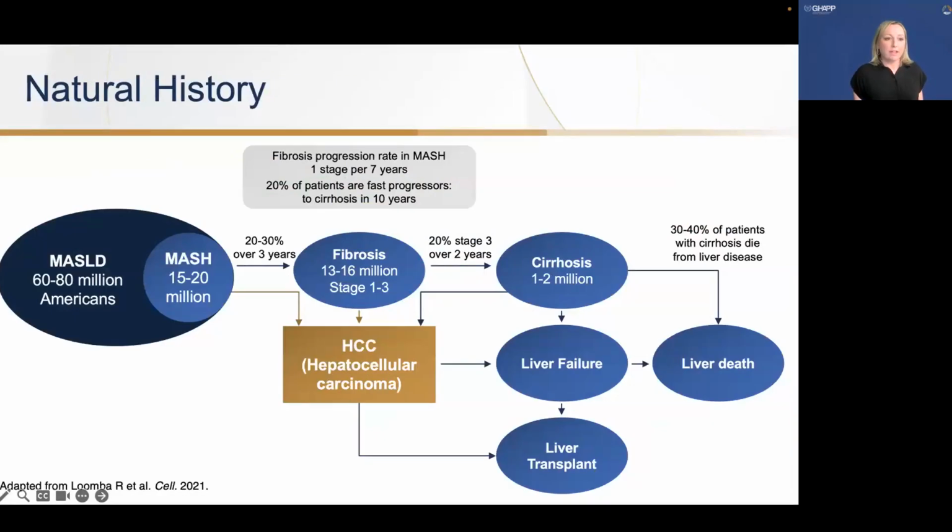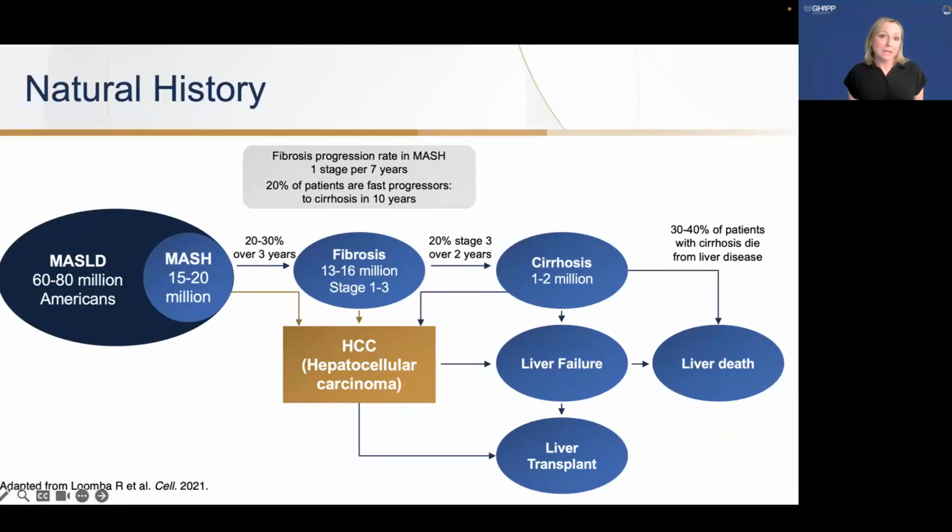So here's a visual of the MASLD progression and the natural history of MASLD. A third of American adults are predicted to have a diagnosis of MASLD, affecting around 60 to 80 million Americans. And about 20% of those patients have the more progressive form of steatotic liver disease, or MASH.